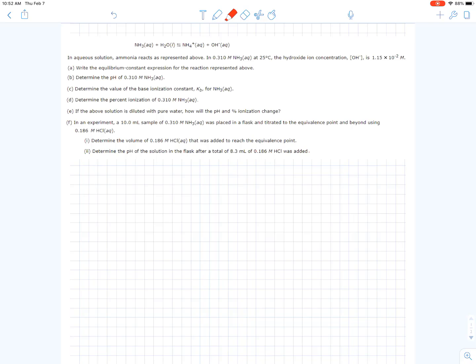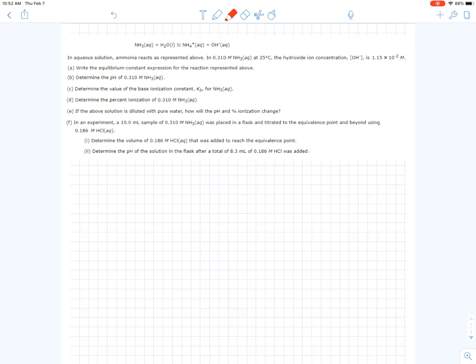Now, you can see immediately from the top that we have ammonia. That's a base, a weak base. We know that. Dissolved in water to make ammonium ions and hydroxide ions. Okay, it's a weak base ionizing to make a mildly alkaline solution. Let's read it over quickly.